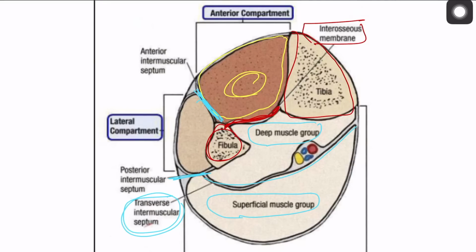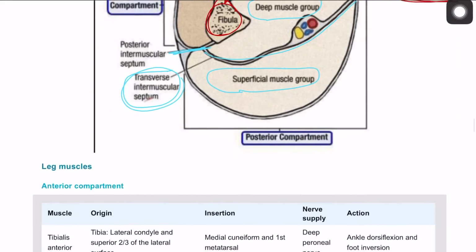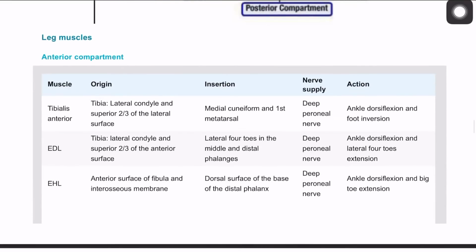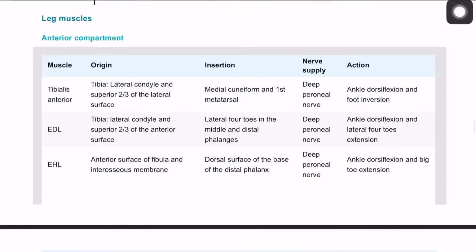All right, so like we said, you have the interosseous membrane, then the anterior intermuscular septum, the posterior intermuscular septum, and then the transverse intermuscular septum. Okay, they look like that. So for the leg muscles, this is just a table to divide them very quickly.